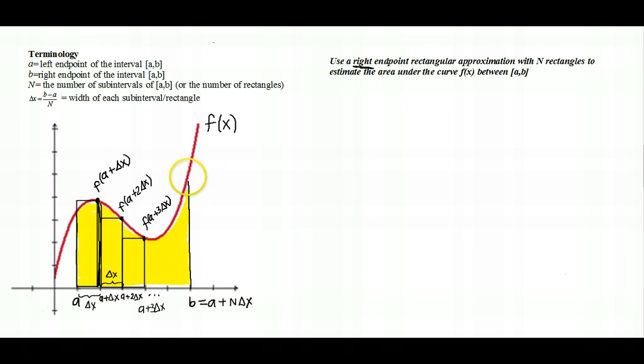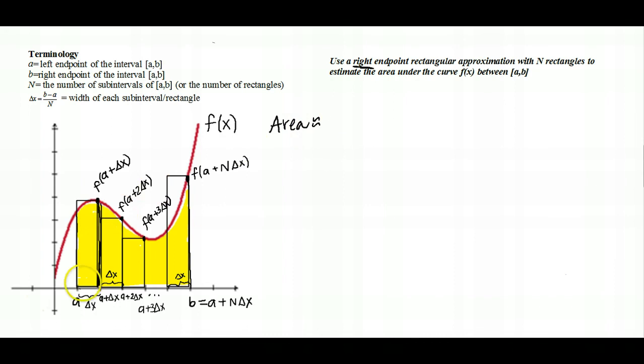So that must mean that the height of my last rectangle is going to be f of a plus n delta x. So my very last rectangle, over again a width of delta x, is going to have a height of f of b, but we just said that b was a plus n delta x. The reason we're doing this is because we're trying to come up with a generic formula, and right now it must look kind of crazy. So we're going to go piece by piece and write out the area formula for each one of these rectangles.